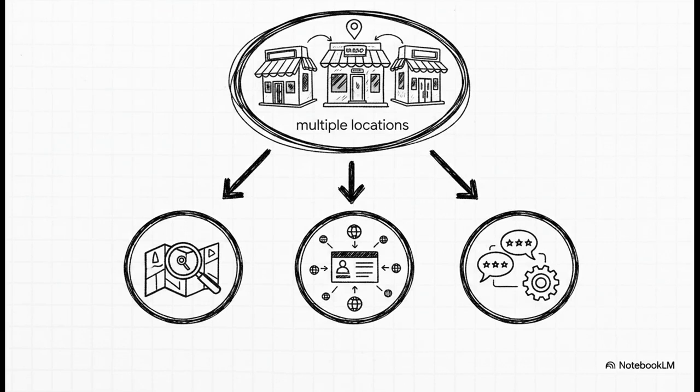Now, for those of you managing multiple locations, the game completely changes. For you, it's all about investing in platforms that can handle complexity and scale. So you'll want a robust tracker, a listing sync tool like Yext to keep everything consistent, and a serious review management platform like Birdeye to handle the volume.